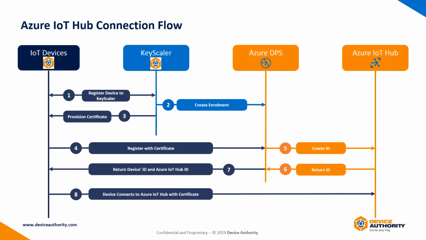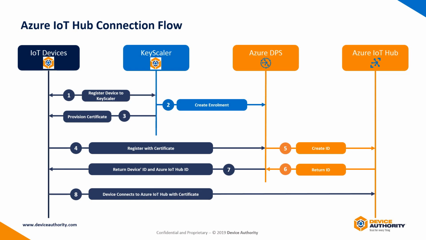Step 1 is register the device to KeyScaler. Step 2 then creates the enrollment in the Azure DPS, but KeyScaler reaches out to do that. Step 3, KeyScaler provisions a certificate to the IoT device, which the device can then use to enroll and register to the DPS service through Step 4.